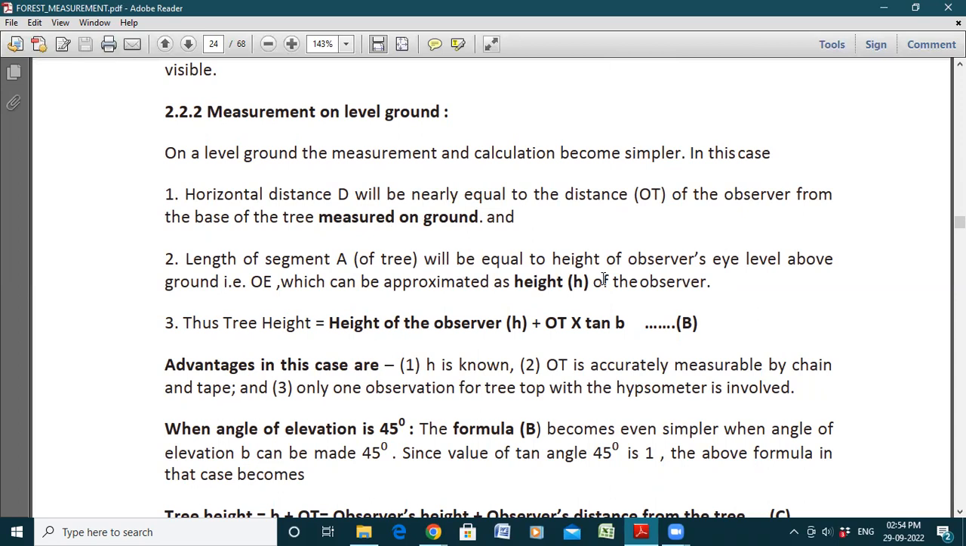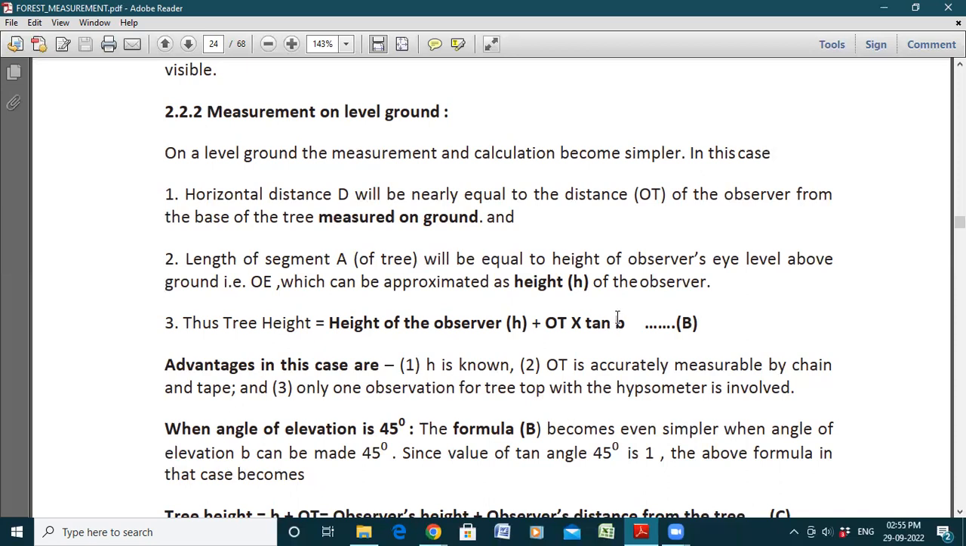So tree height, we understood, is equal to A plus B. Here we are talking about A, not B, and the value of A becomes directly the height of the observer, right? Now in this case the tree height is equal to the height of the observer plus OT into tan B. OT is the horizontal distance D, equal to the distance of the observer from the base of the tree, and B is the angle of depression, right?